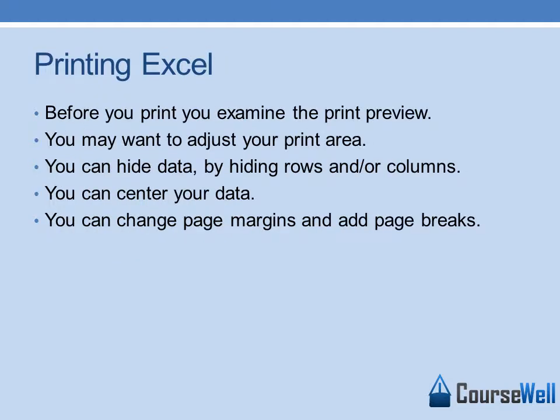Printing Excel. Before you print, you should examine the print preview. You may want to adjust your print area. Sometimes if you have more cells or fewer cells you want printed, you want to make sure it fits on your page and looks nice on your page. For example, if you don't highlight the area fully, some of the cells will not be printed. You can center your data in the print area. You can change your page margins and add page breaks to add more to a page or less to a page. You can hide data by hiding rows and columns if you don't want a certain column to be shown in your print area.